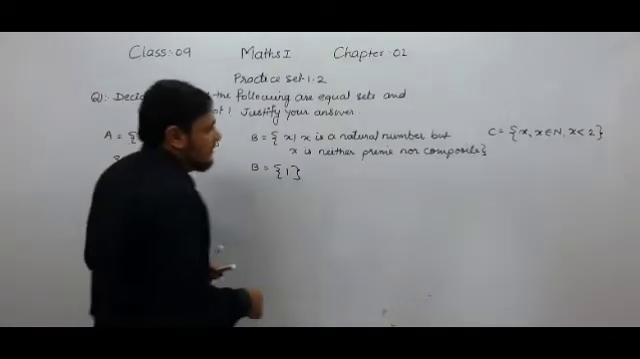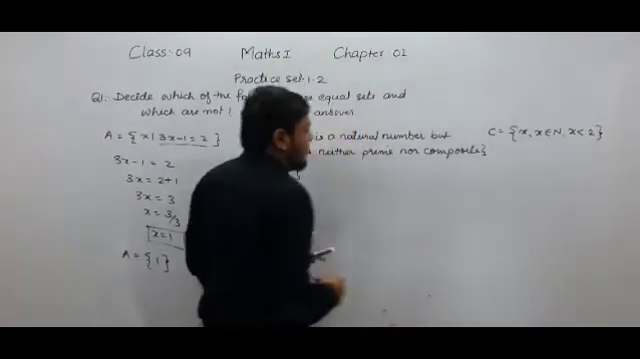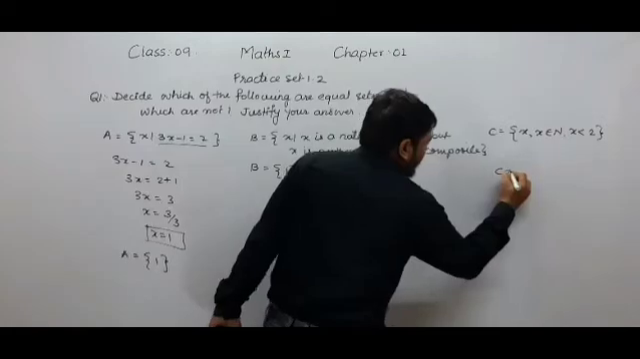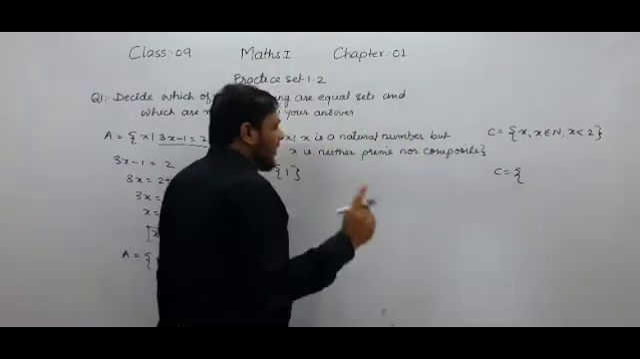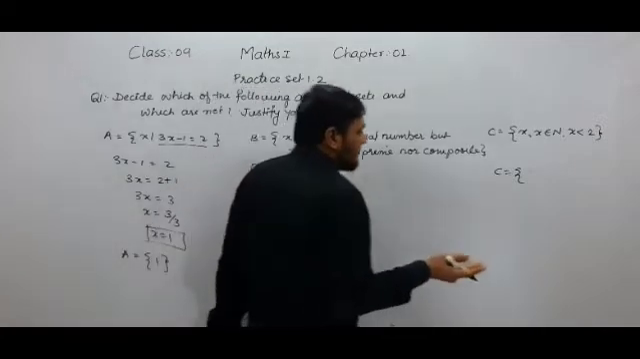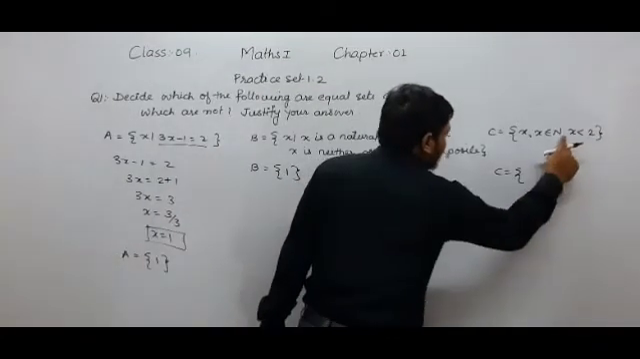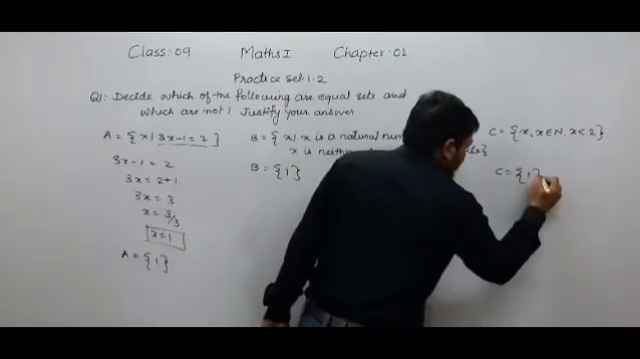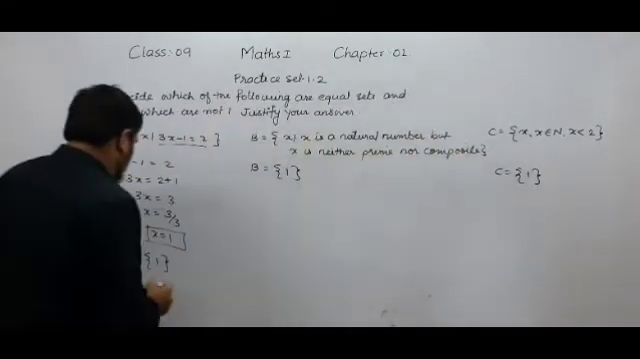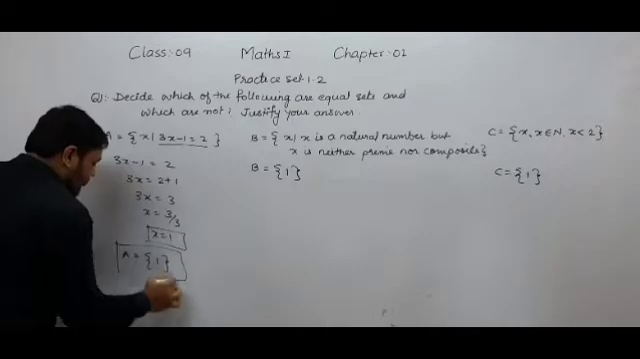Now we will try to write set C in the listing method. C is equal to x such that x belongs to N. X belongs to N means x is an element from the set of natural numbers, and x is less than 2. There is only one natural number which is less than 2. It is 1. So by the listing method, A is equal to curly bracket 1.